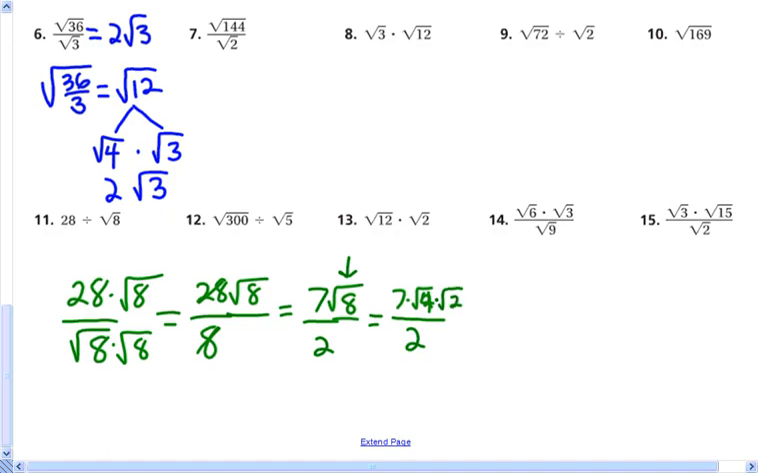And the square root of 4 is just the number 2. So I can multiply 2 times 7, which is 14. Square root of 2 over 2. And 14 over 2 is just 7. So I have 7 times the square root of 2.